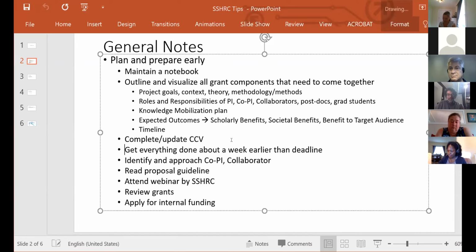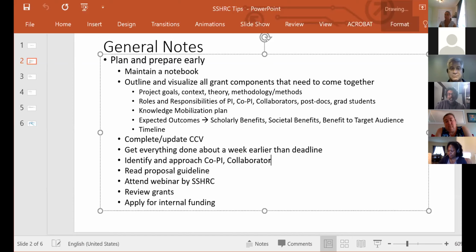The completion of the Canadian Common CV was a very tedious activity for me and also for my co-collaborator. Do not leave it to the very end. You need to be starting it, even if you're not even thinking about applying for a SSHRC grant. Work on it. It'll just sit there, and then you can keep updating it, because it's quite tedious. So I would say that in preparing and thinking about any kind of Tri-Council grant application, work on that CCV.